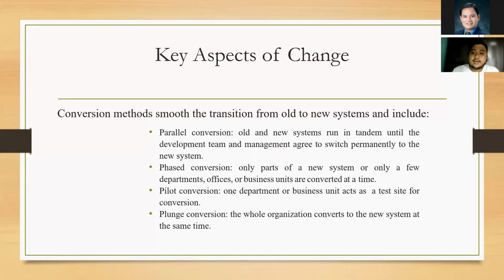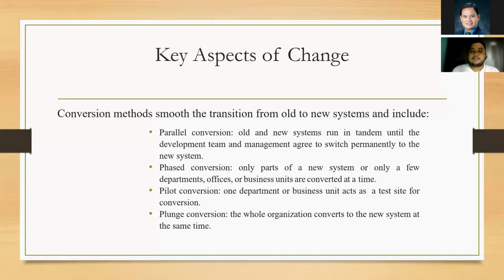With these four ways, I think the main thing to consider is our confidence with the new system. As you see here in our four types, the second and third, the phased conversion and the pilot conversion, indicate a controlled group. Basically, we do not integrate the change in the whole scope. Only a small portion of the system is implemented. So, baby steps.